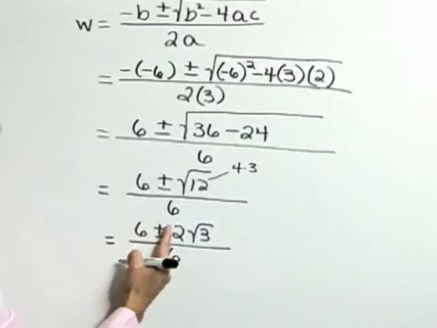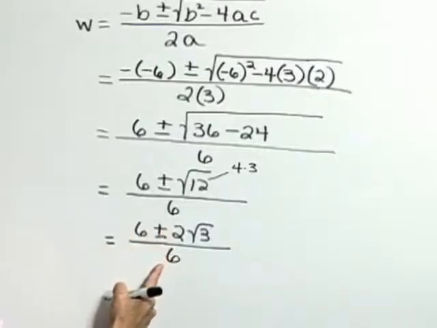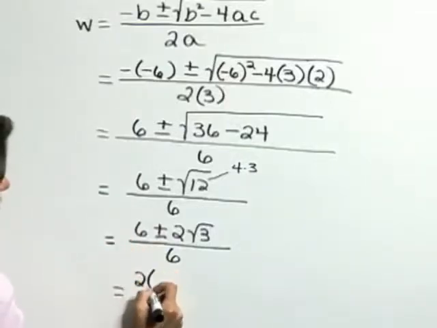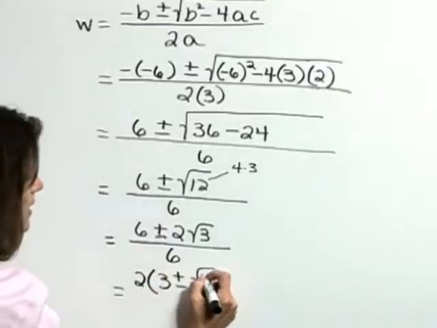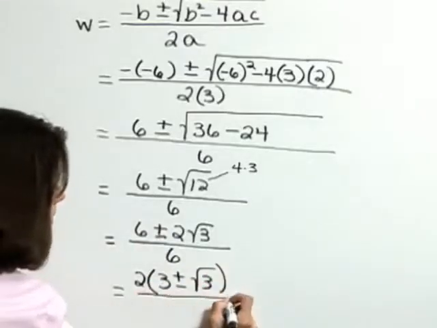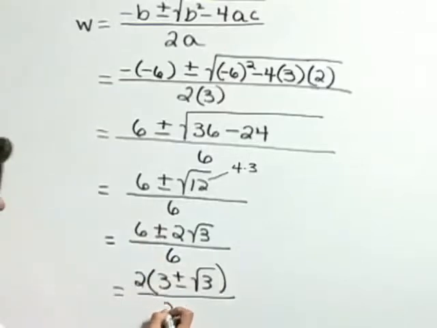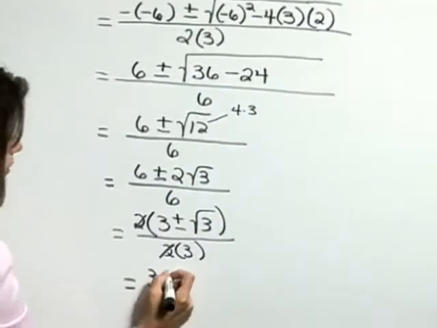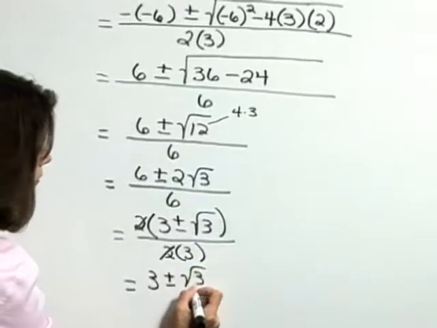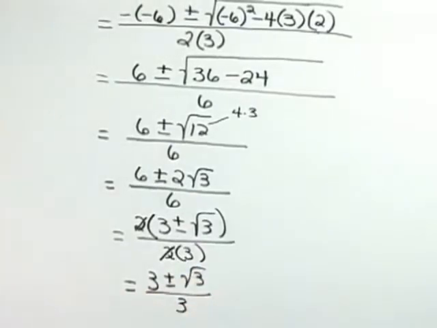Our numeric values in here are all even numbers. They have a common factor of 2. So let's do some reducing. I'm going to factor 2 out of the numerator and write it as 2 times 3 plus or minus the square root of 3. Let's write that value of 6 as 2 times 3 so we can see those common factors of 2 and cancel them out. A reduced form is 3 plus or minus the square root of 3 all over 3.